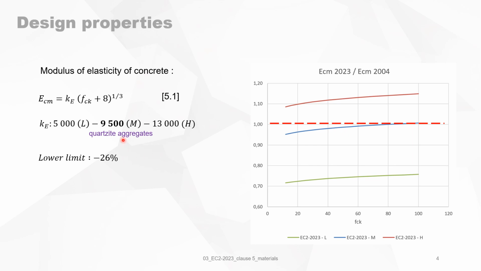So you can wonder why change a formula of the modulus of elasticity if the effect is almost nothing. We also see that in the lower limit, the green one, we have 26% less value, and in the higher limit, we have 12% more.